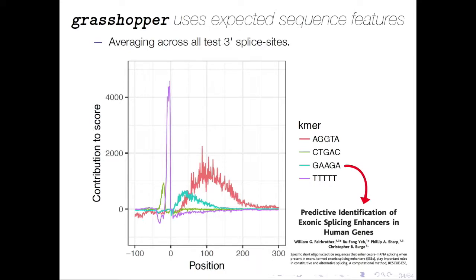But what's even more exciting here is that we actually find this GAAGA motif, which corresponds to what's known as the exonic splicing enhancer. So this is a motif that if the cell observes it in an exon, it encourages inclusion of that exon in the final transcript.